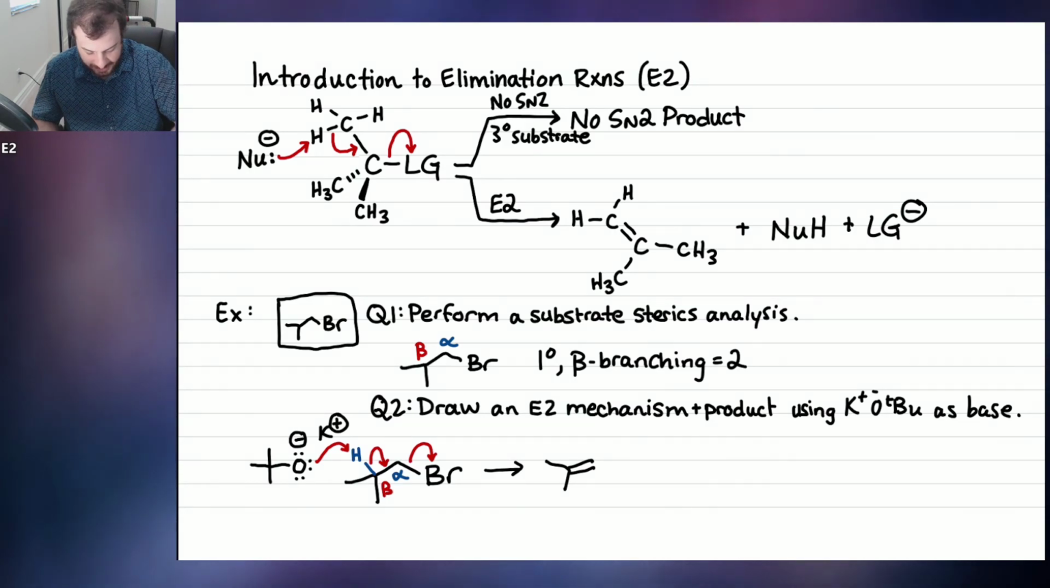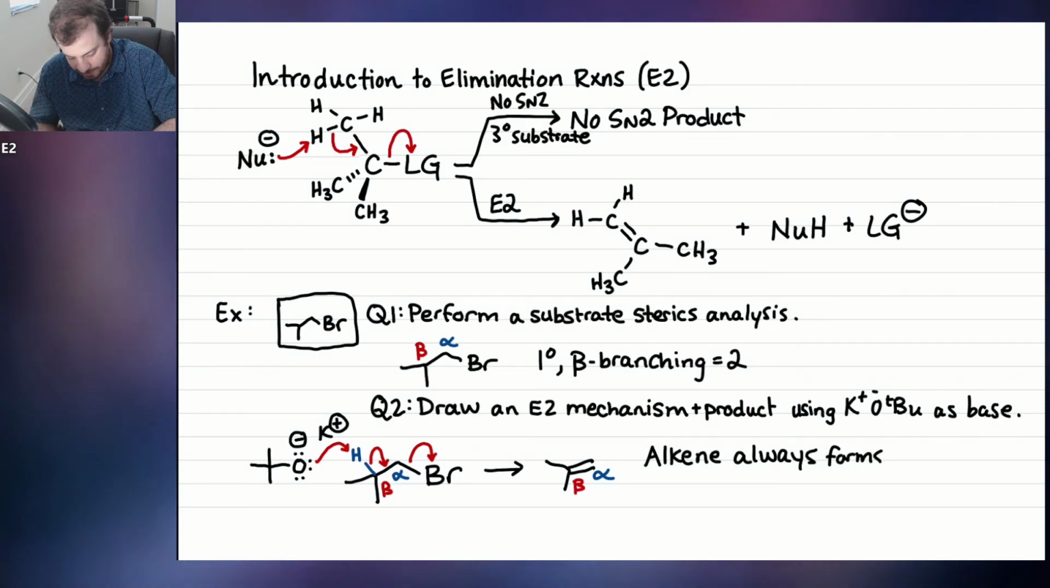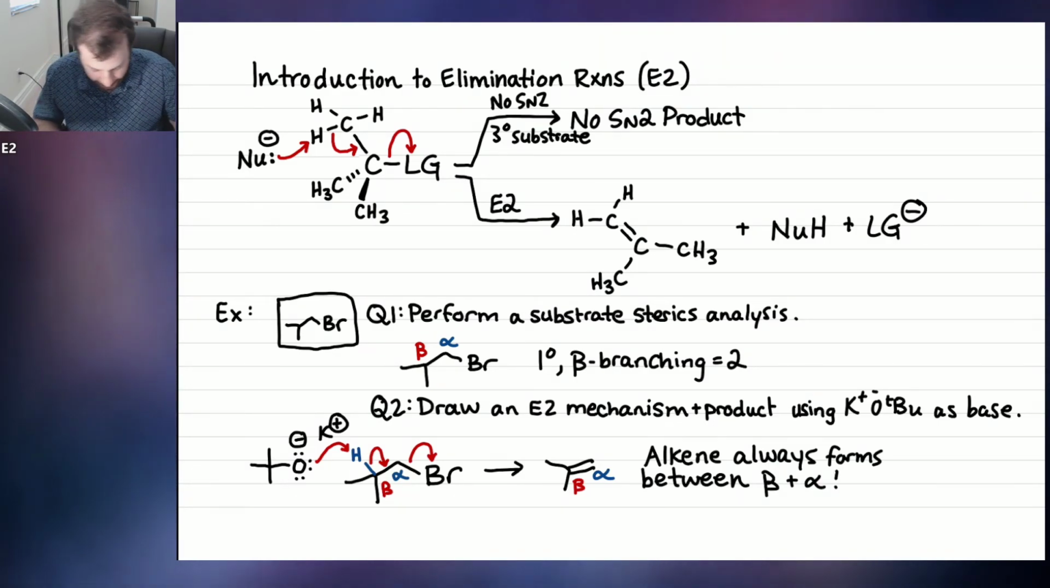And notice that the alkene always forms between beta and alpha. The alkene always forms between beta and alpha. I'll say it one more time: alkene always forms between beta and alpha. Okay, remember that. That's going to be key.